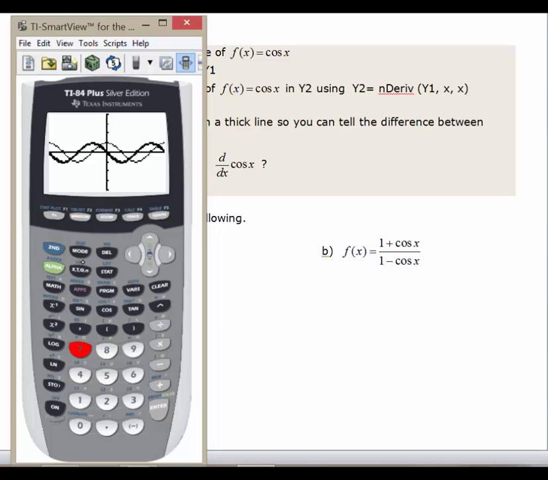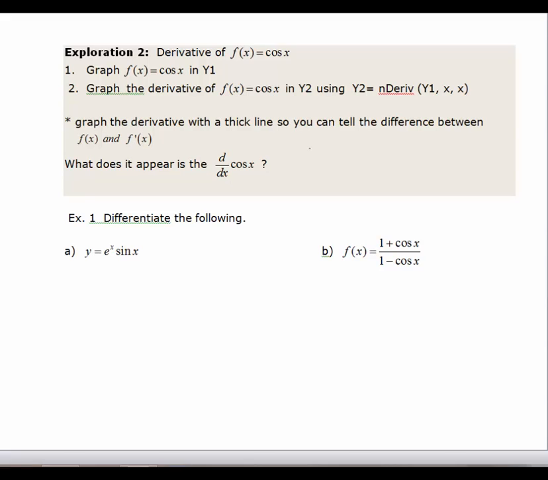I'd like you to pause the video for a few seconds and try to make a guess as to what function you think that is. So if you guessed the opposite of sine x, a negative sine x, right? This is a sine graph reflected. So the derivative of cosine x is equal to negative sine x.